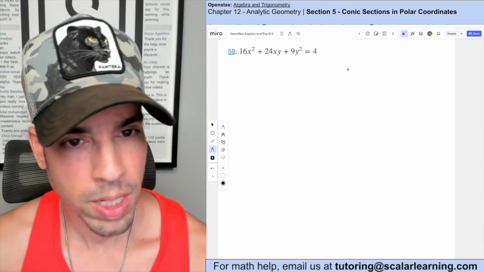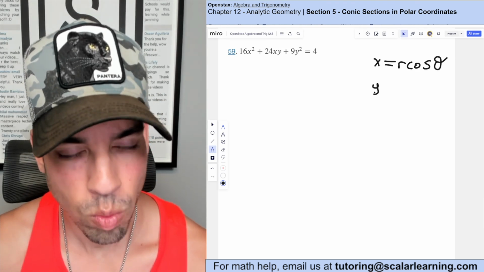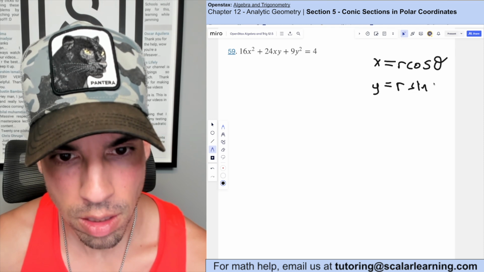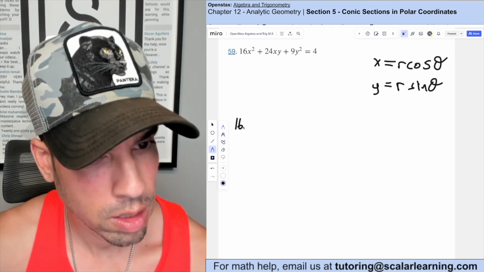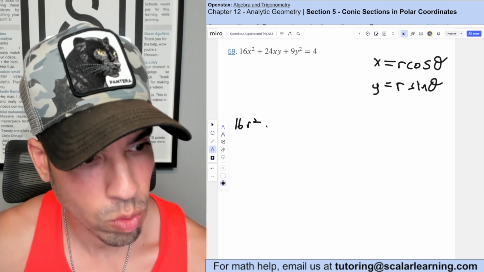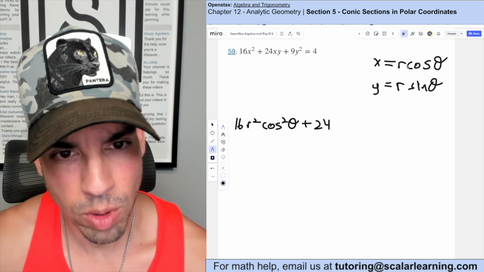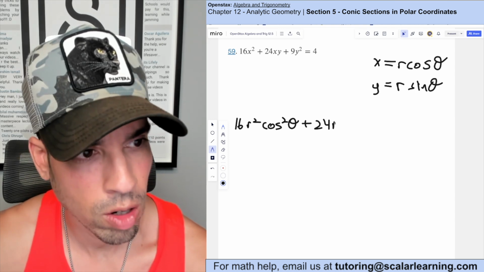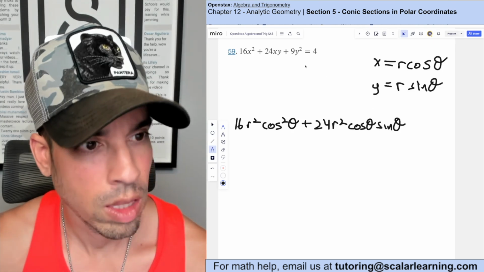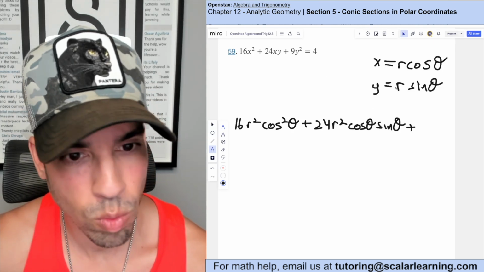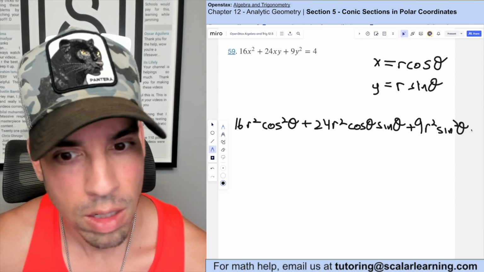Done. For this one, I'm going to have to just do a straight up substitution of x equals r cosine theta and y is equal to r sine of theta into each of these x and y terms. So we're going to start with 16. Instead of x squared, we're going to have r squared cosine squared theta, plus 24, and then we're going to have r cosine times r sine. So we've got r squared cosine theta sine theta, and then plus 9, and then instead of y squared, we're going to have r squared sine squared theta is equal to 4.